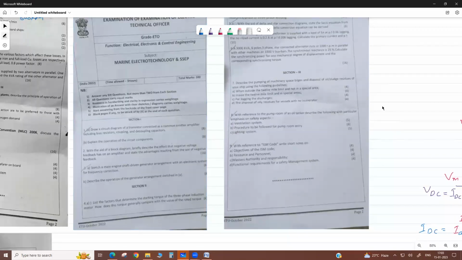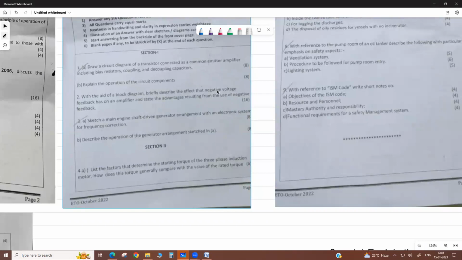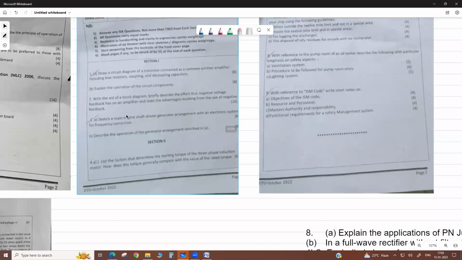And here, the operation of that circuit. Then, using a block diagram, briefly explain the effect of negative voltage feedback in an amplifier. The advantage resulting from using negative feedback. This is intended for the amplifier only.